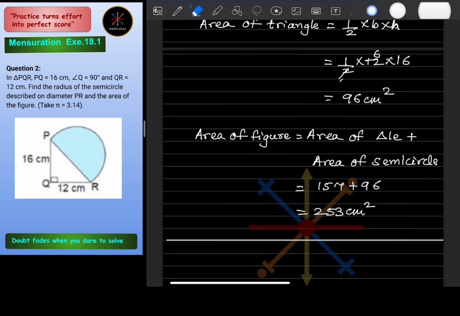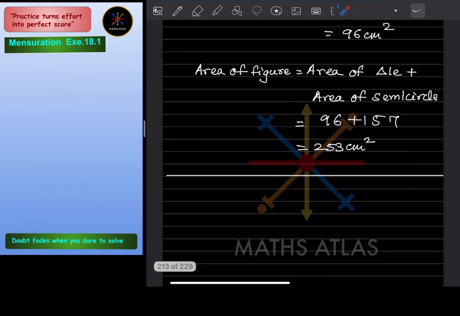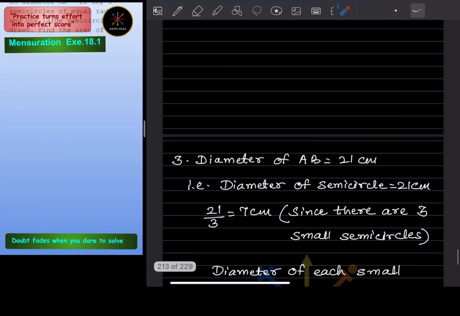Since we have written area of the triangle first, we can write here 96 plus 157. Both are the same, but since area of triangle is written first in the statement, we'll write 96 first and then 157. So the answer is going to be the same, 253 centimeter square. Now we'll go for the next question, number 3.